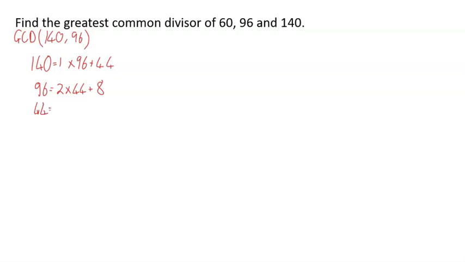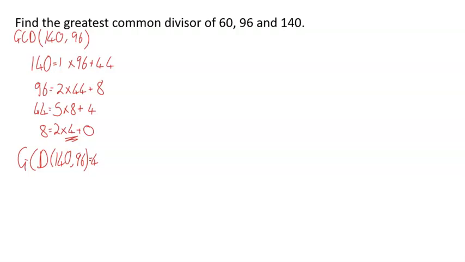So I know 44 is going to equal something times 8 plus a number. Well, 5 8s are 40, and then I've got a remainder of 4. Still a remainder, let's go again. I know that 8 is going to equal something times 4 plus my remainder. Well, 2 4s are 8, there's no remainder. There you go. So my greatest common divisor of 140 and 96 is equal to 4.